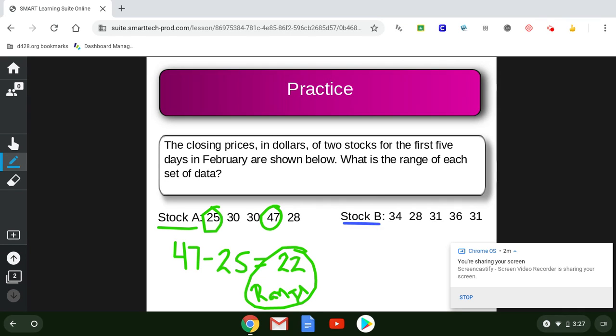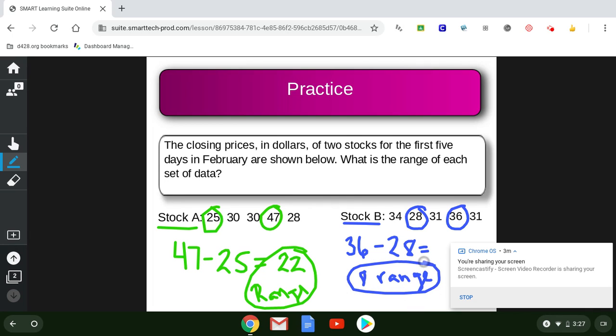And then stock B, to find the range, I identify the largest number, which is 36. And I subtract the smallest number, which is 28. And when I subtract those, I get 8. So in stock B, those prices vary only between $8. And that's how you find range.